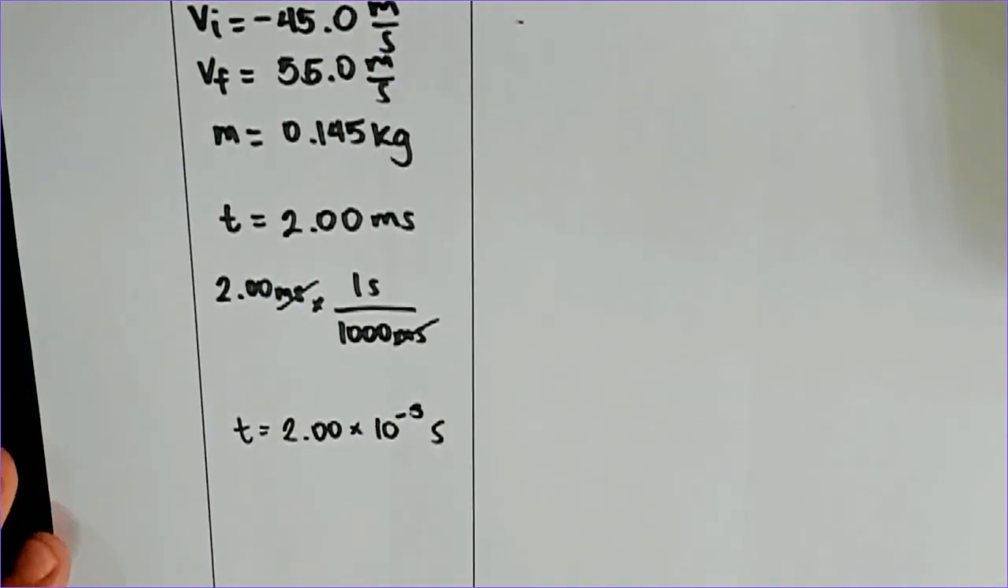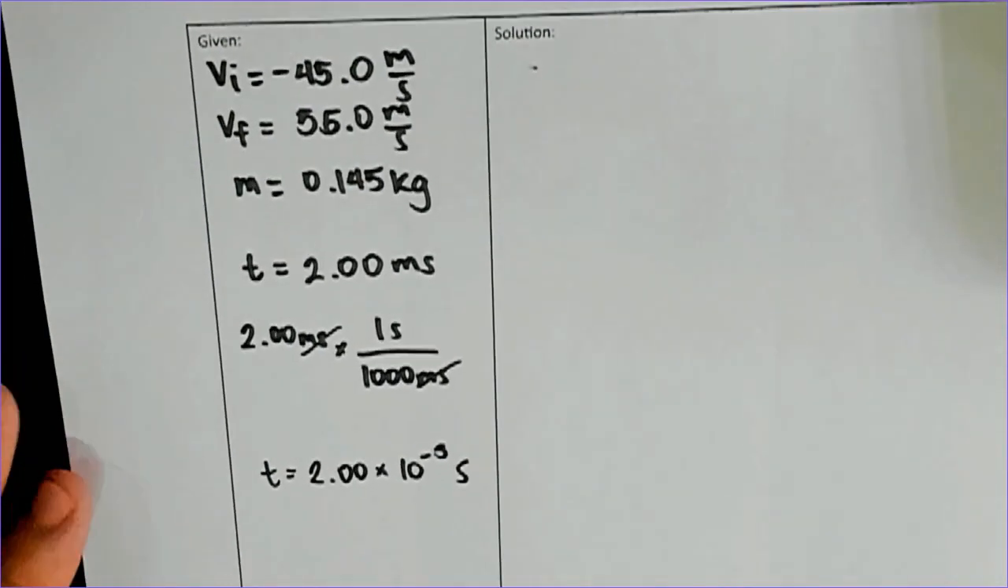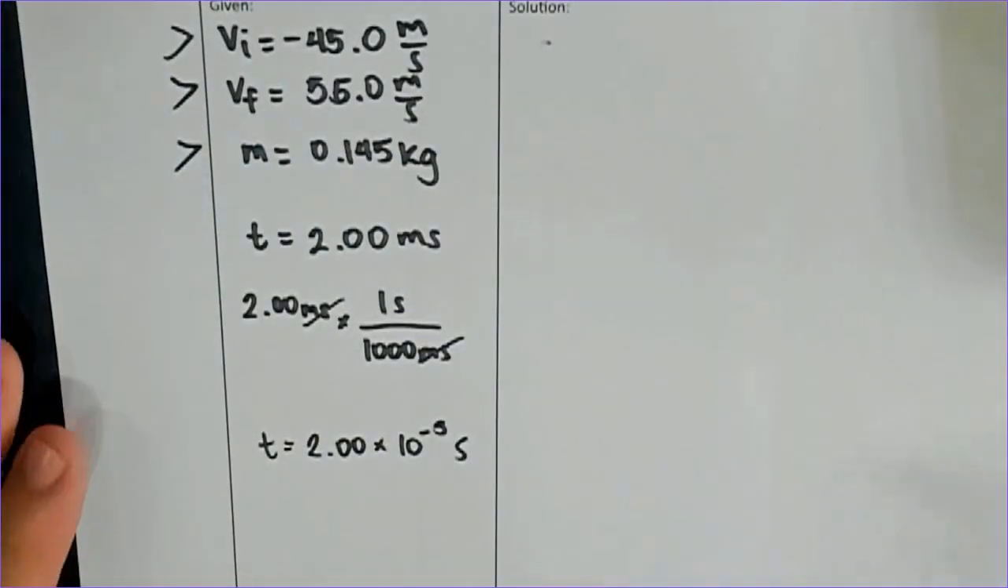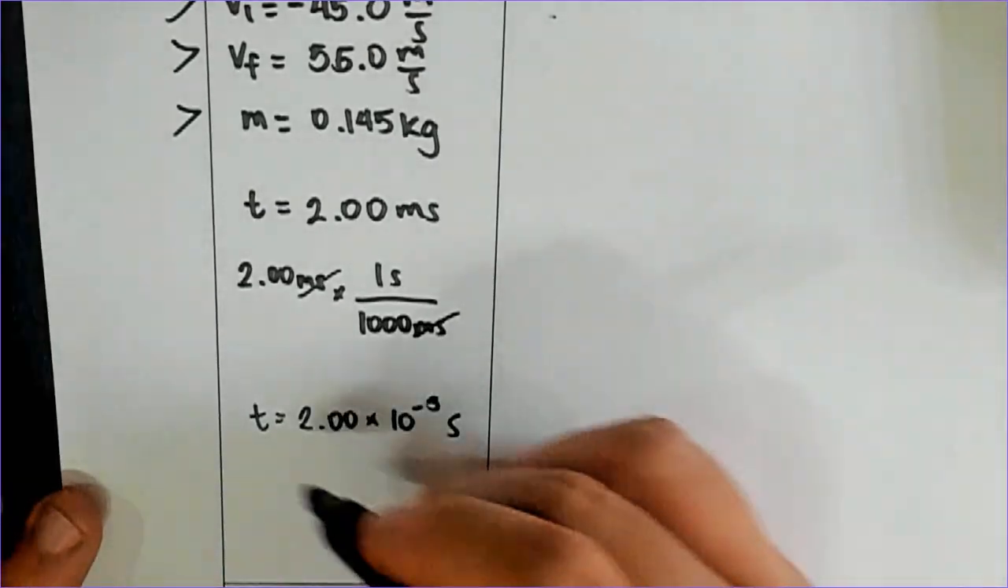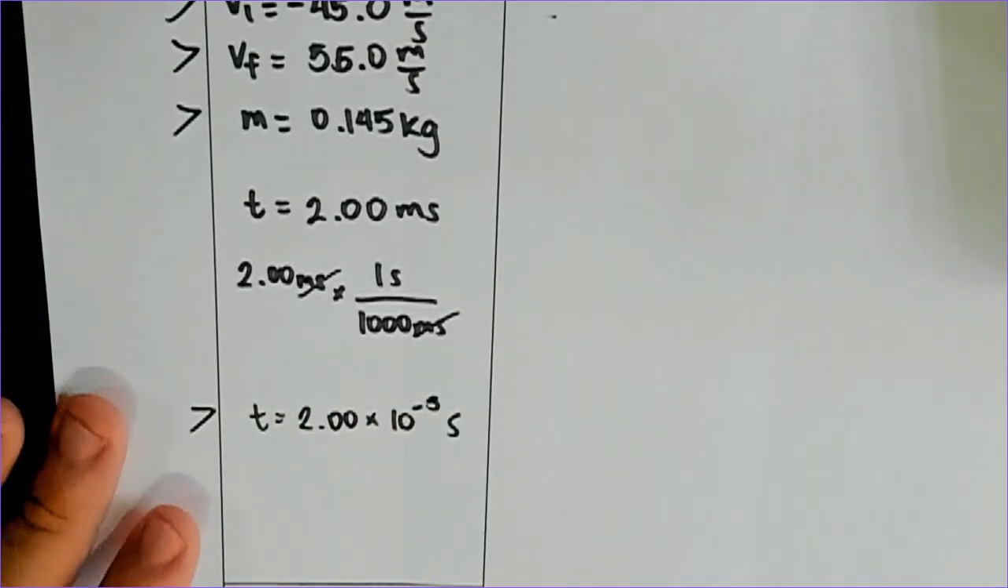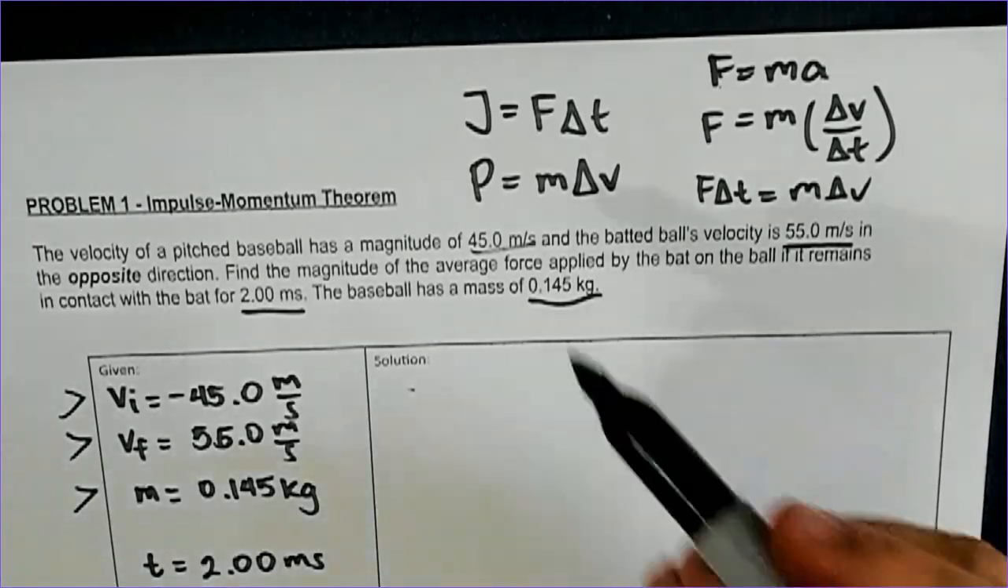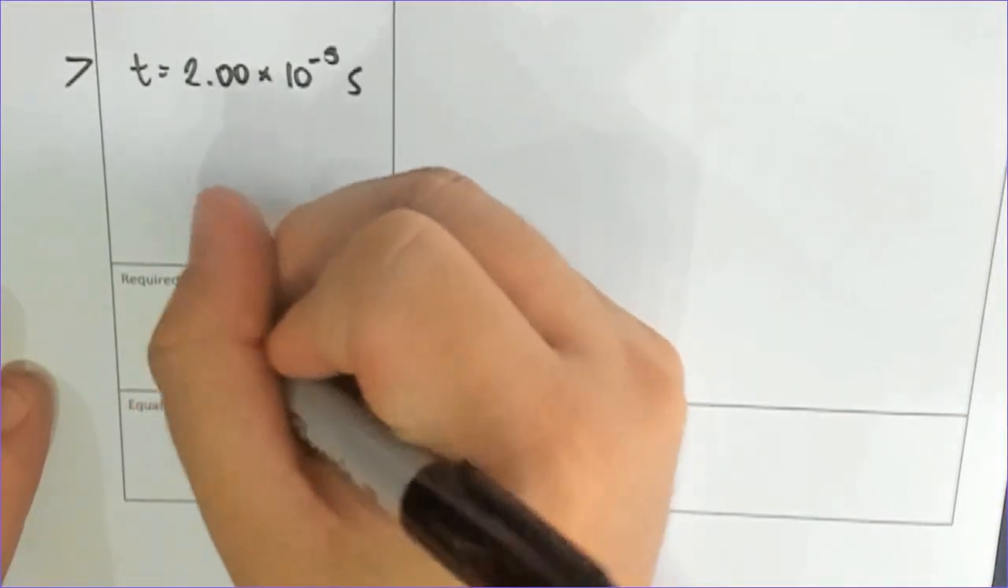Okay, so now I have all of my given values on one side. So VI, VF, M, and T, once converted, 2.00 times 10 to the negative 3 seconds. What are we required to solve? We are required to solve for force. That's given in the problem. And basically that's average force.